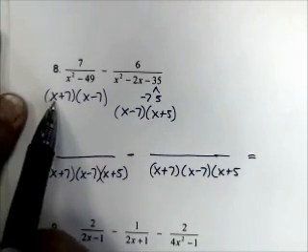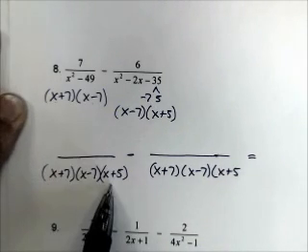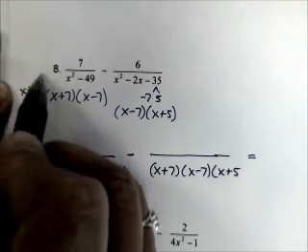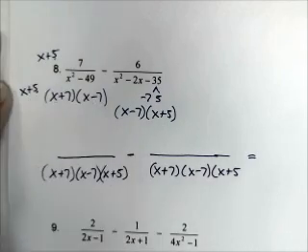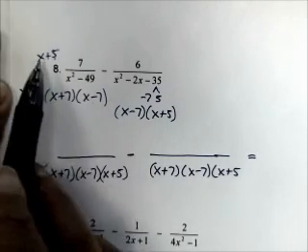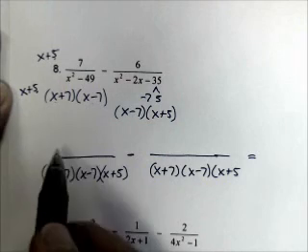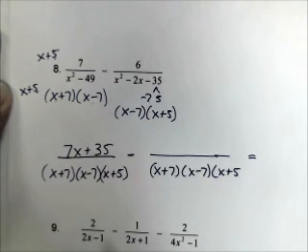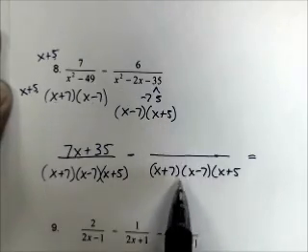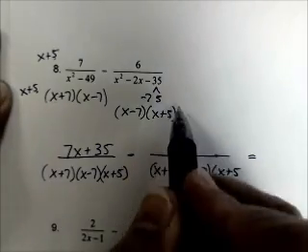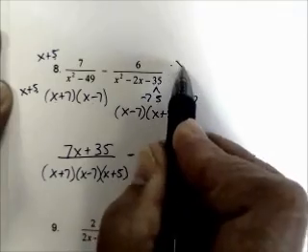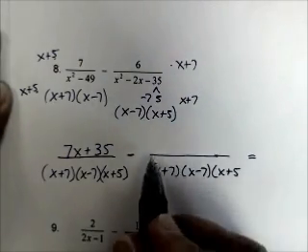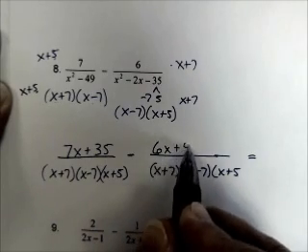All right, what's missing here to arrive at this? The x plus 5. So we multiply by x plus 5, both numerator and denominator. 7 times x plus 5, make sure you distribute, that's 7x plus 35. What's missing here is the x plus 7, so we multiply by x plus 7. Again, make sure you distribute. 6 times x plus 7, 6x plus 42.